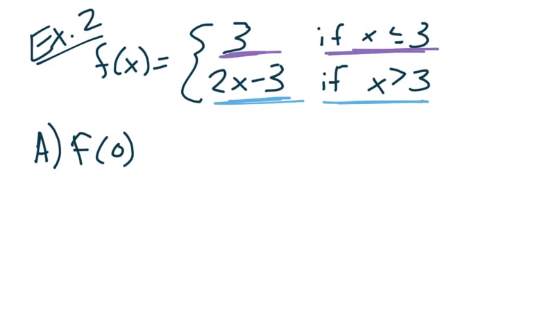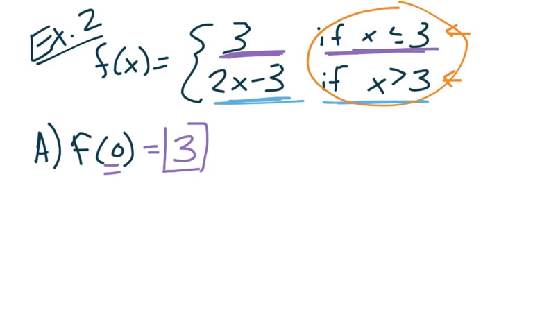We'll start with f of 0. So 0, all we have to ask ourselves is, is it less than or equal to 3 or greater than 3? I need to start with this side first. Well, it's less than or equal to 3, so I'm going to use the top one, because that's where this fits. And the top one doesn't have an x, so it's just 3.